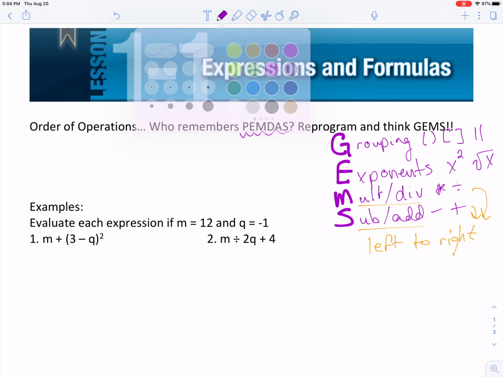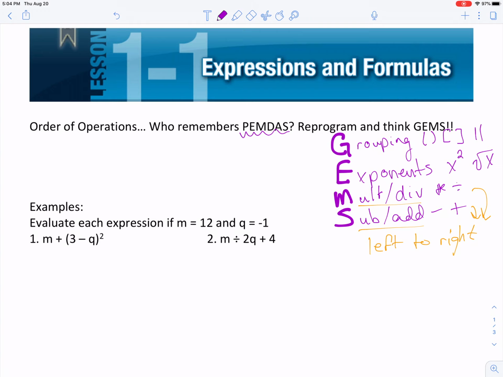So let's do an example. We're going to be given an expression. Remember that an expression is kind of like an equation, but there will not be an equal sign. So it's going to be some numbers and variables there. Here it tells me m equals 12. I'm going to plug that in for m. It tells me q equals -1. Plug that in for q.